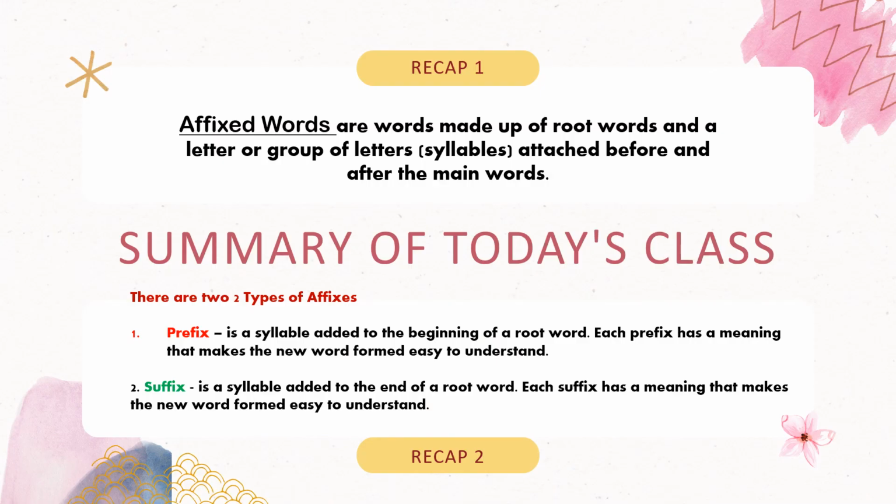To sum it up, affixed words are words made up of root words and a letter or group of letters or syllables attached before and after the main words. Remember, there are 2 types of affixes. We have the prefix and the suffix. Prefix is a syllable added to the beginning of a root word, while suffix is a syllable added to the end of a root word.